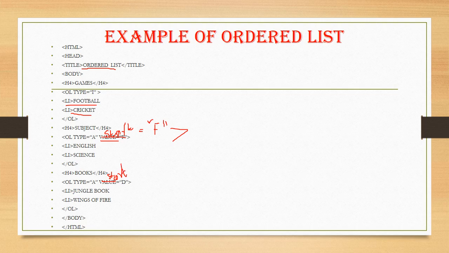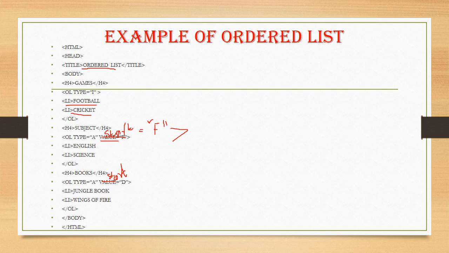So listen carefully. Here what I have, LI, that means the list of items. What are the list of items? I said that my type is A and I want to start from where? F only. I don't want A, I want to start from only F. So each item should be specified with the tag LI: English, next one LI Science, only two items. So I'm closing it using the /ol.